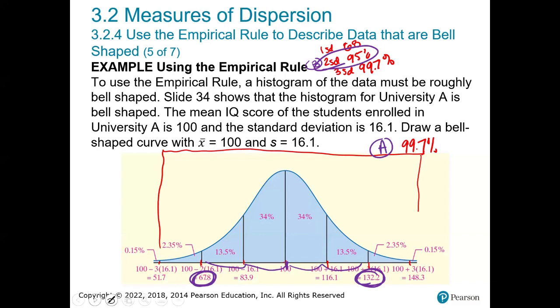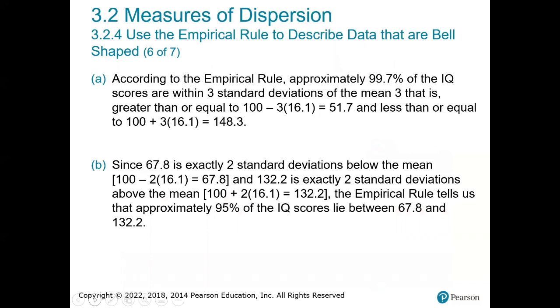And those answers are on the next slide here. So according to the empirical rule, 99.7% of the IQ scores are within 3 standard deviations of the mean. So B, 67.8 is exactly 2 standard deviations below the mean, and 132.2 is exactly 2 standard deviations above the mean. So the empirical rule tells us that 95% of my data should lie between those two values.